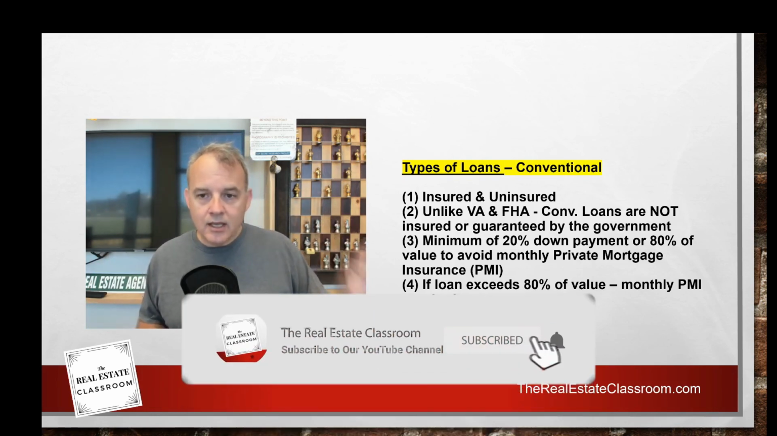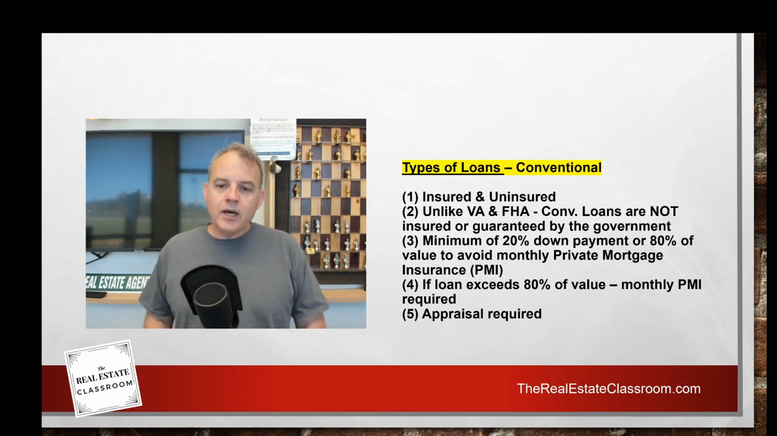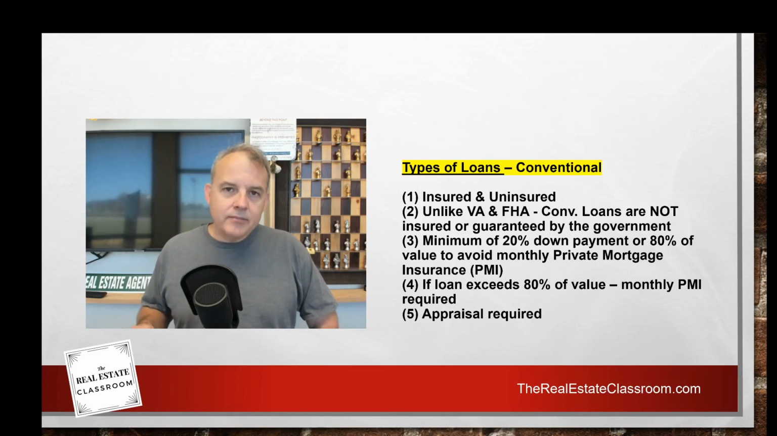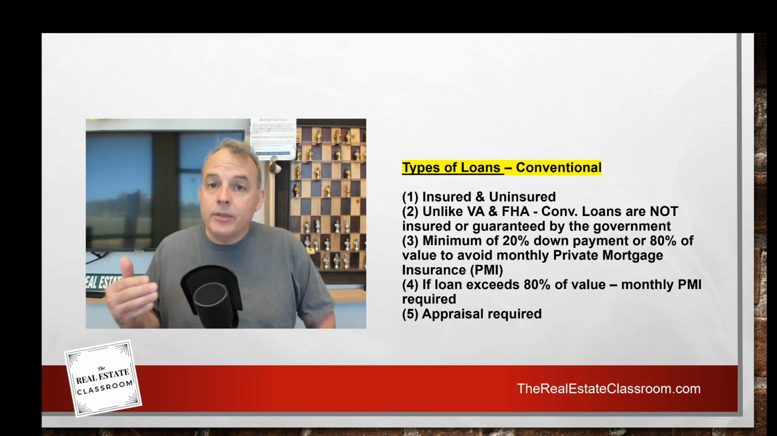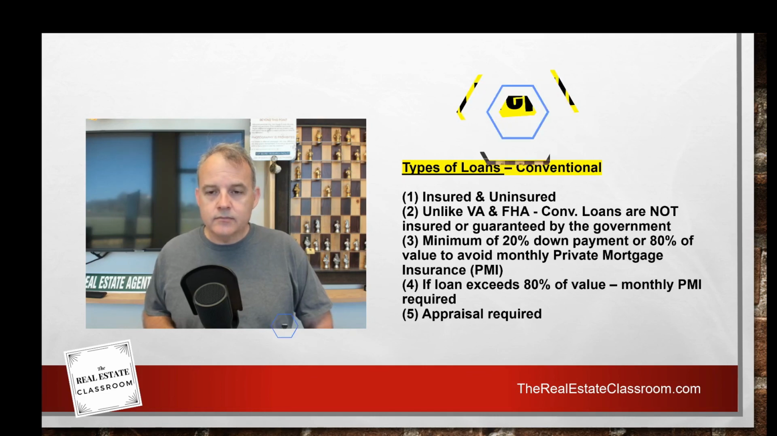FHA loans, MIP. And then lastly, there is going to be an appraisal that's required. However, as I said before, the appraiser's less likely to go out and look for those material condition items like bad roofs and those type of deals. Repairs are a lot more lenient on conventional type loans.